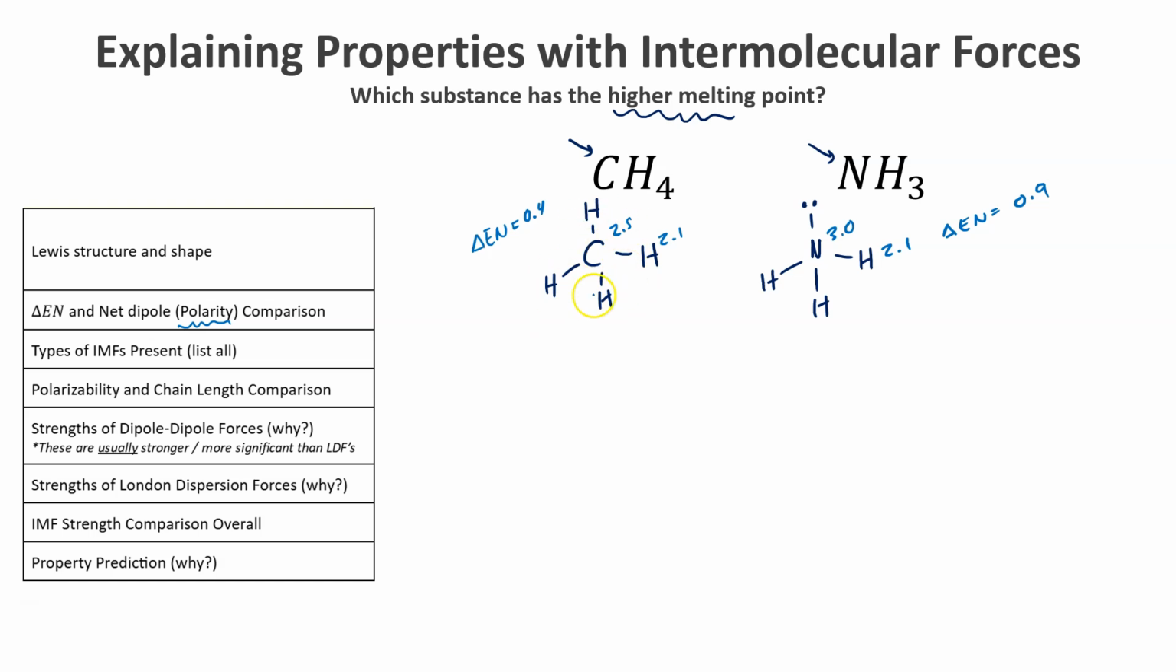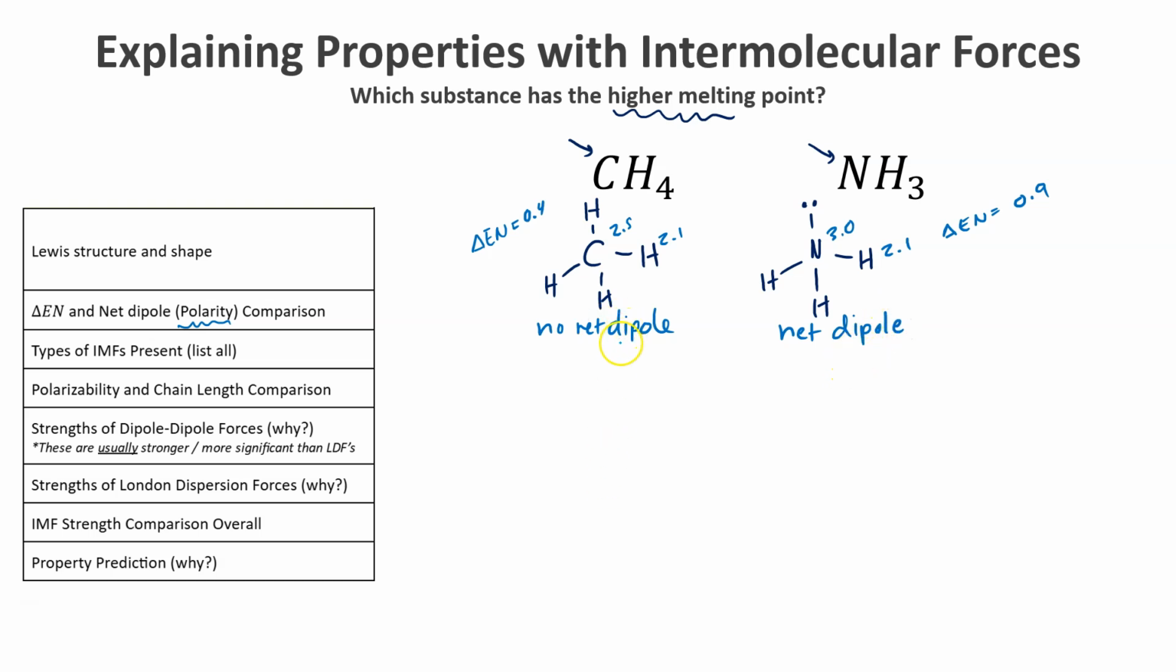But CH4, if you look at the arrangement of those bonds, they're completely symmetrically arranged around that central atom carbon. So while the bonds are polar, there will be no net dipole here on CH4. In other words, CH4 is nonpolar, whereas here, because we have a lone pair on this top portion of the molecule, there is an asymmetrical arrangement of those polar bonds. So NH3 is a polar molecule. There is a net dipole.